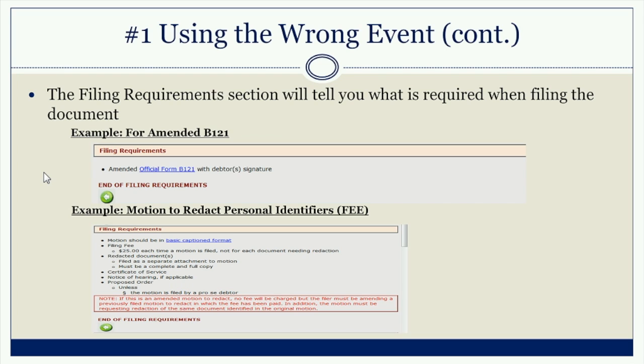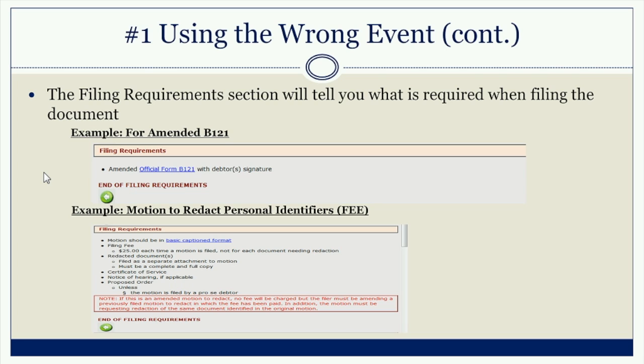The filing requirements section will tell you what is required when filing the document. It could be as simple as the amended D-121. You just need an amended Form D-121 with signatures. For a motion to redact personal identifiers, it requires more. In addition to the motion, you'll have a $25 filing fee.